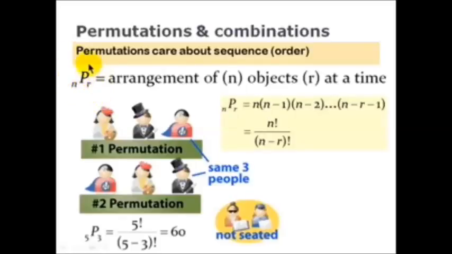So permutation is denoted this way with 2 subscripts, notice that, N and R, P for permutation, and that means it's the arrangement of N objects taken R at a time. In this case we have 5 people, so it's 5 objects, and we want to seat them at the table 3 at a time, so R equals 3. The key word in this is the arrangement, because a permutation does care about the sequence or the order of the objects that we draw R at a time.